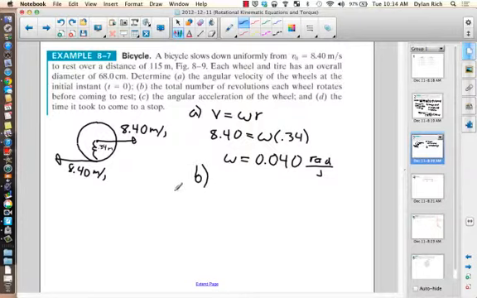This wheel, what's the arc length of the wheel that it's going through as it's spinning right here? It's going to go a total of 115 meters, right? It's going to be the exact same thing as what we're doing. L equals theta times r. Is that translation? So L, in this case, is 115 equals the angle times 0.34. And we get the angle that it rotates.